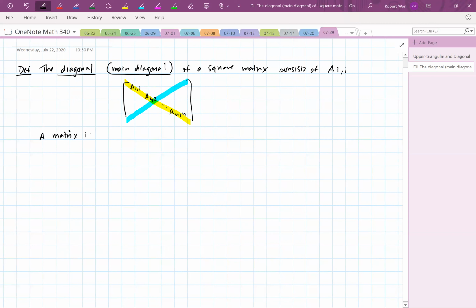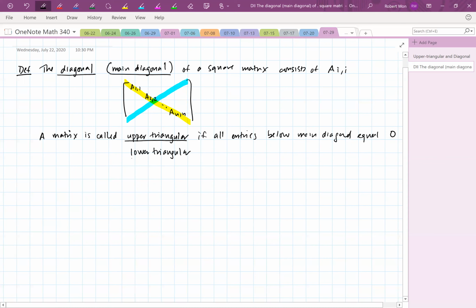A matrix is called upper triangular if all entries below the main diagonal equal 0. And it's called lower triangular if all the entries above the main diagonal are equal to 0.